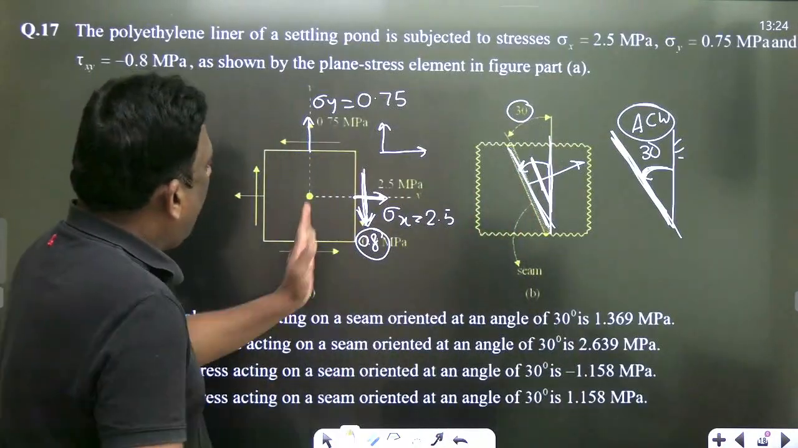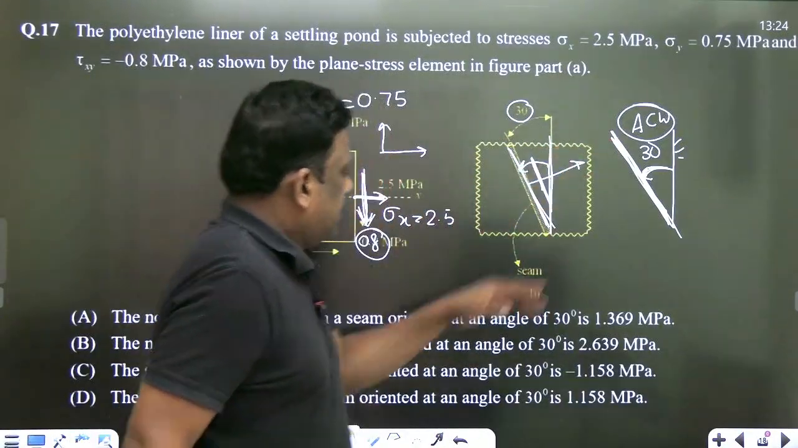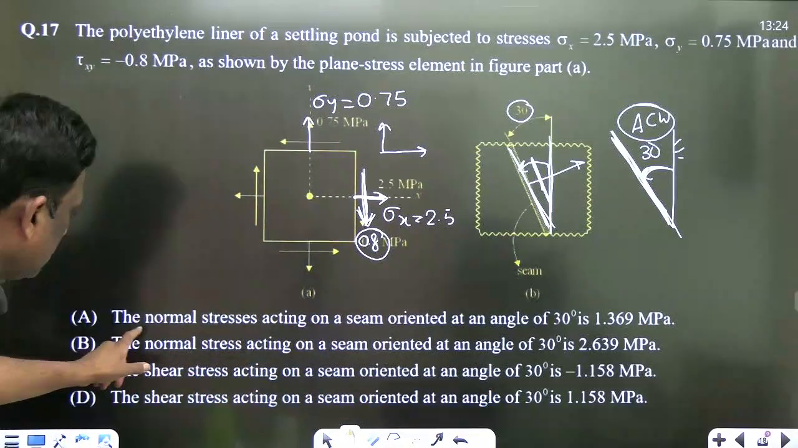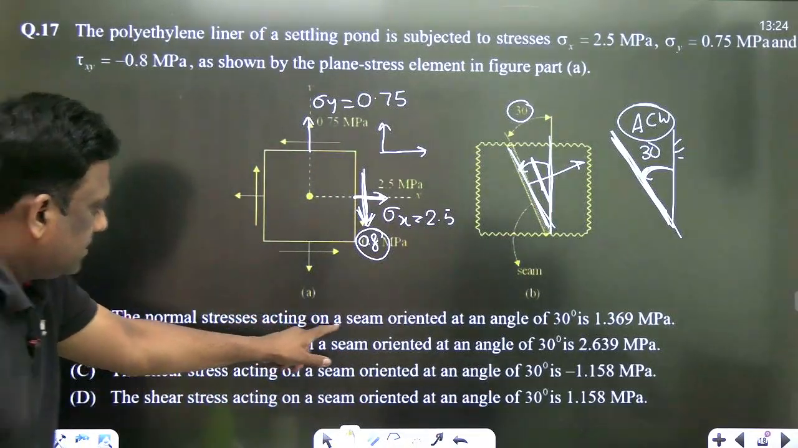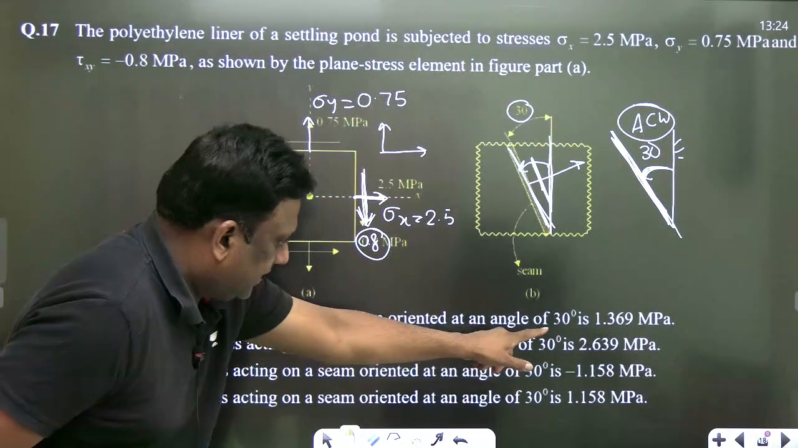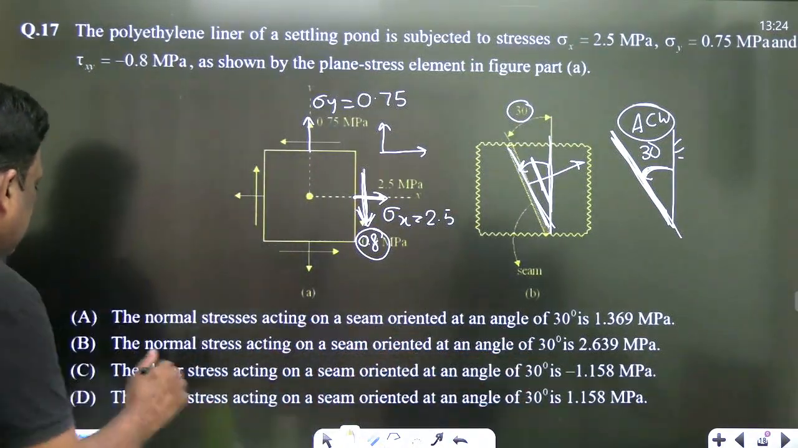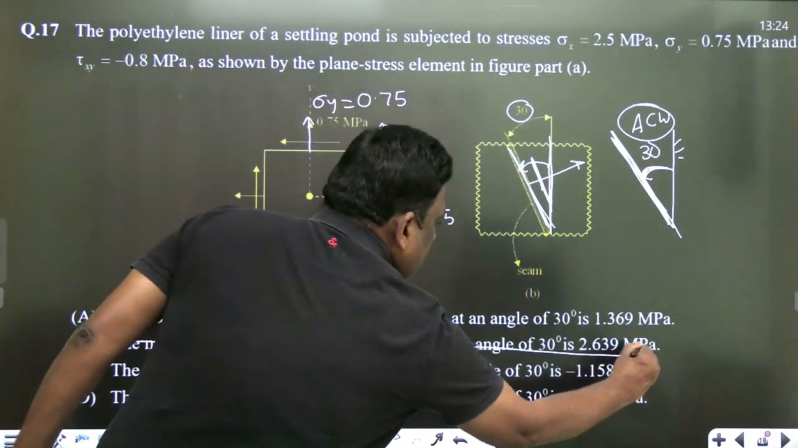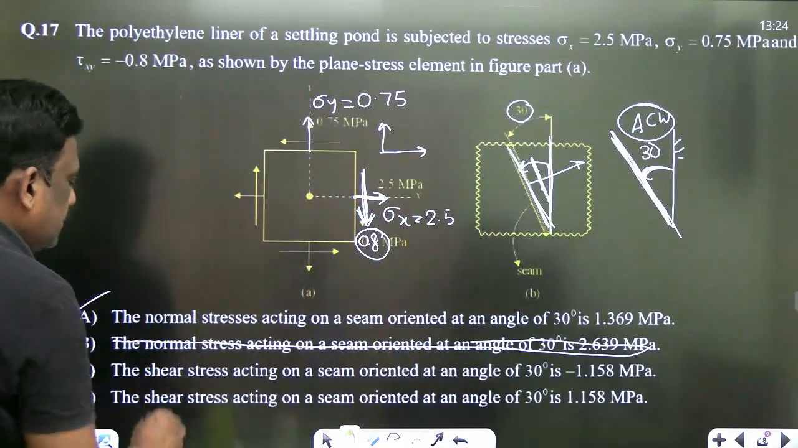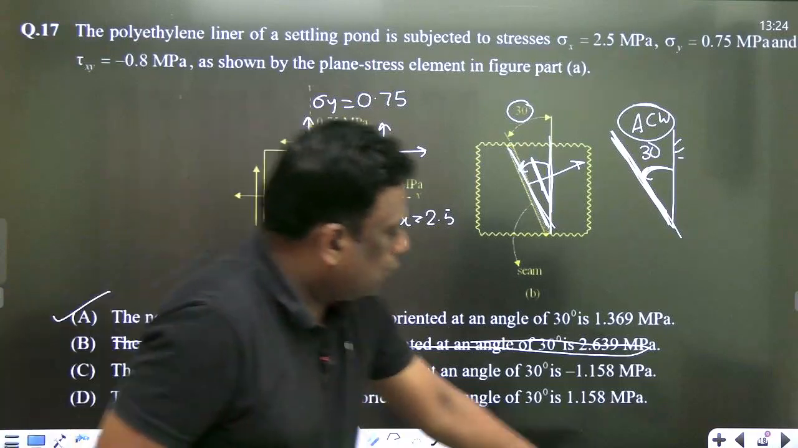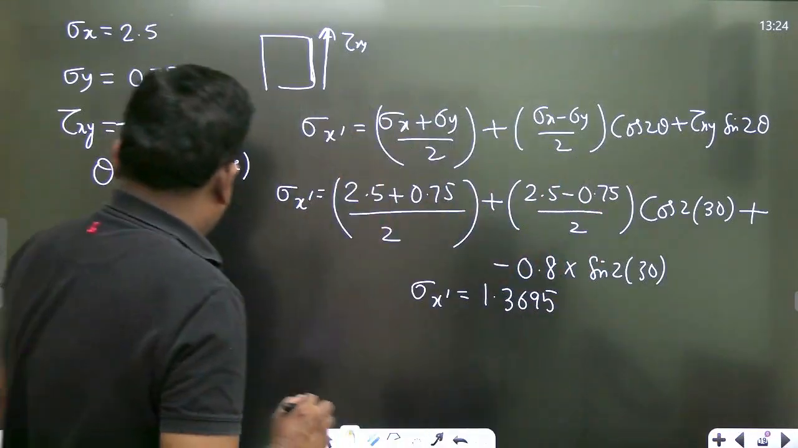Look once. On this plane, he is asking the normal stress, 1.369. The normal stress acting on the seam is 1.3629. The other option, 2 point something, is wrong. So B is wrong and A is correct. And he is also asking the shear stress. How do I calculate shear stress?